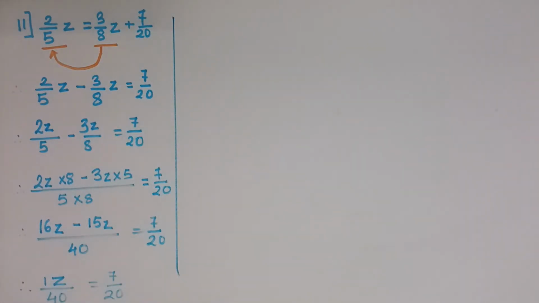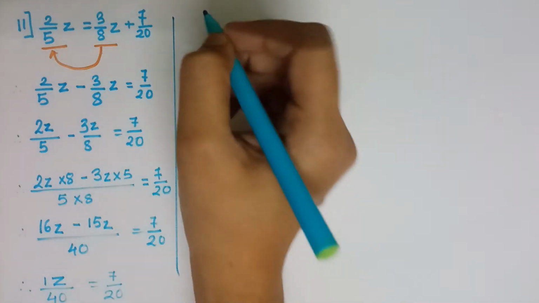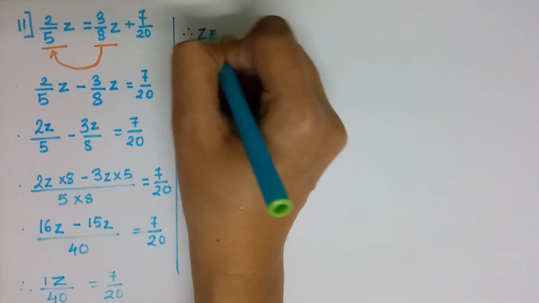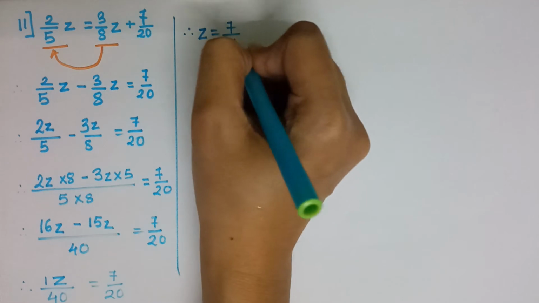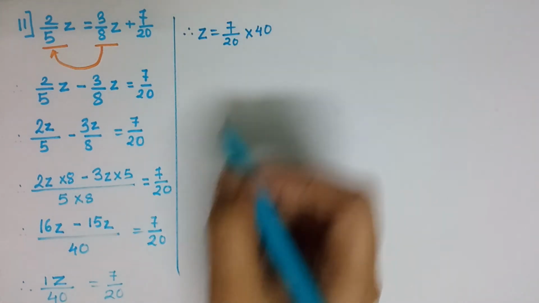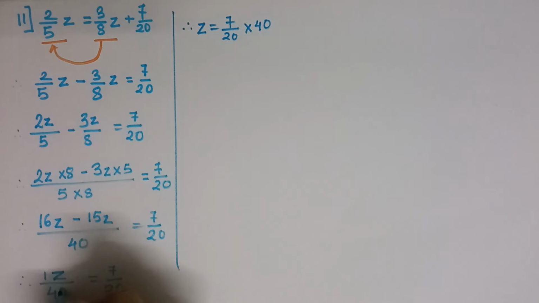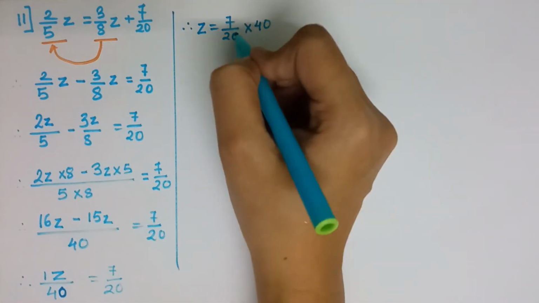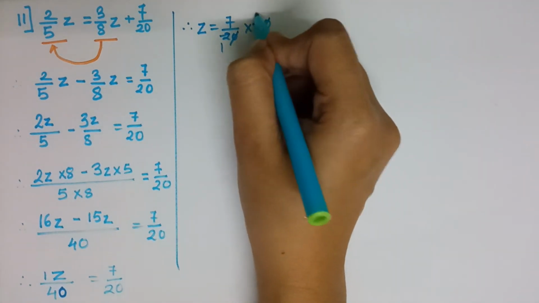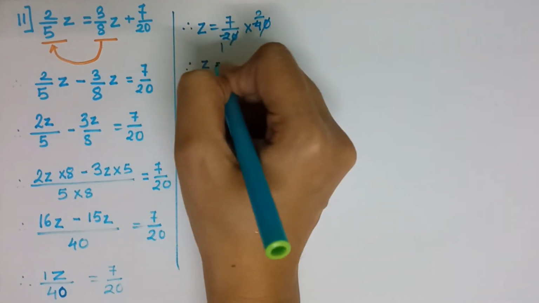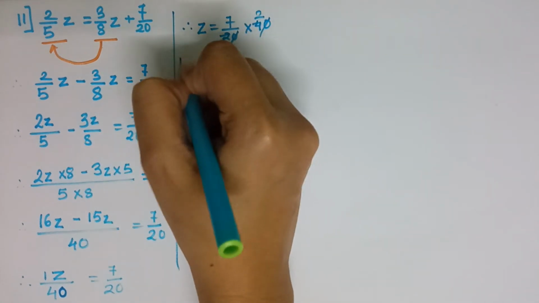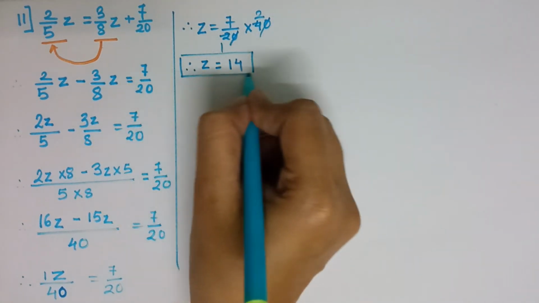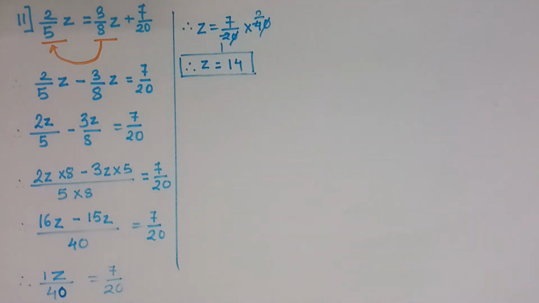Now basically we are interested in finding the value of z, so I'll be taking 40 to the other side. Let's draw the line here. So 1z upon 40 is equal to 7 by 20, so z is equal to 7 upon 20 multiplied by 40. The 40 which was in the denominator on the left hand side has come here in multiplication. So the zeros got cancelled, 2 1s are 2, 2 2s are 4, and therefore the value of z is 7 into 2, 14. So for question number 11, the value of z is 14.